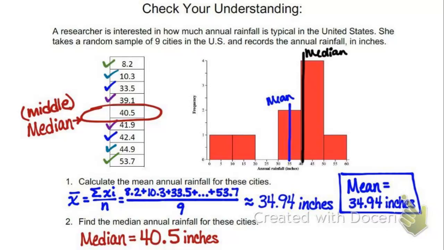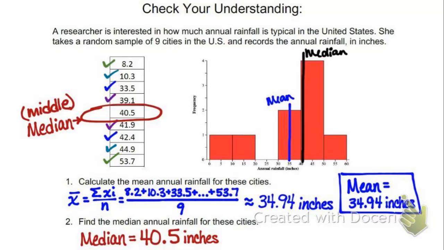But 34.94 inches, gotta have units. This is your context. They absolutely will hit you for not having context on these numbers. So get used to putting your units on everything. The median is 40.5 inches because we're talking about annual rainfall in inches here. I can also grab right here on that x-axis. That's how I knew they were measuring in inches.